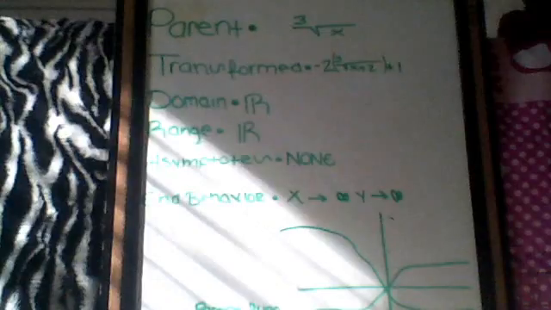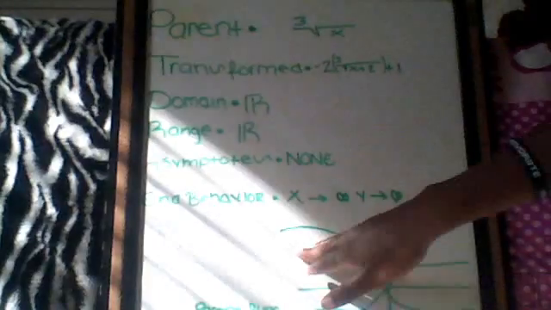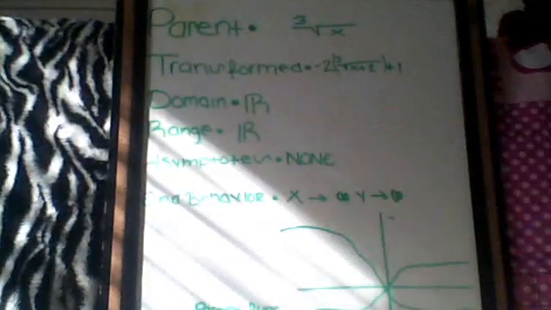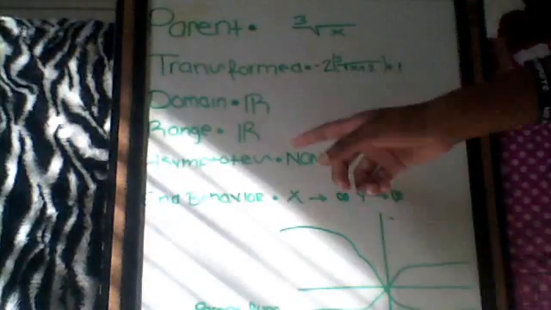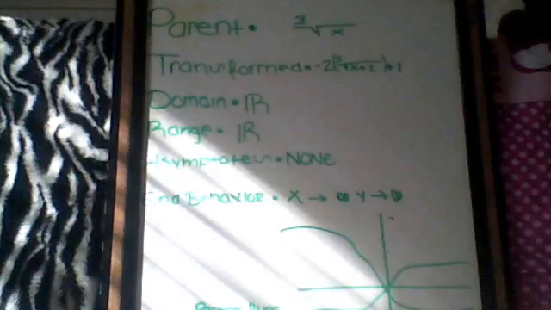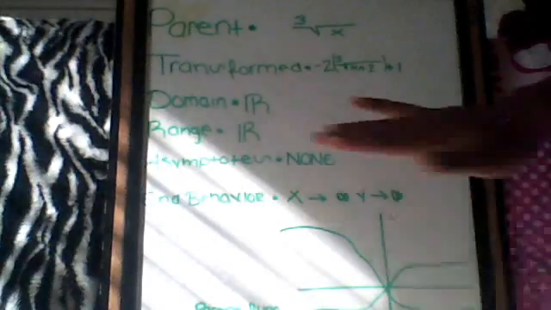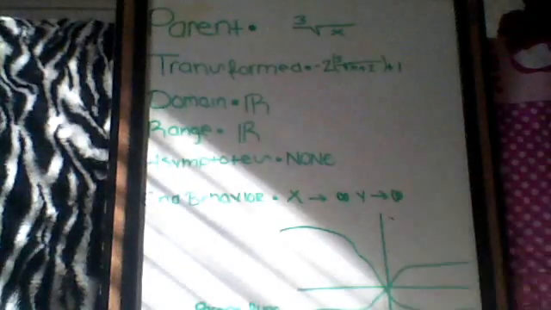The range is all the available y values that a function can have. Looking at the graph of the transform function, you can say the y values are always on the y-axis, and as you can see, there are positive y values and negative y values. So the range is all real numbers. And for this type of graph, it will always be all real numbers.